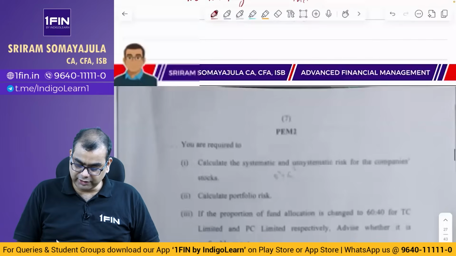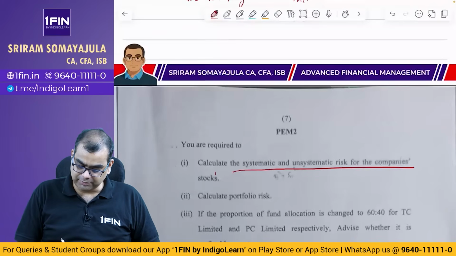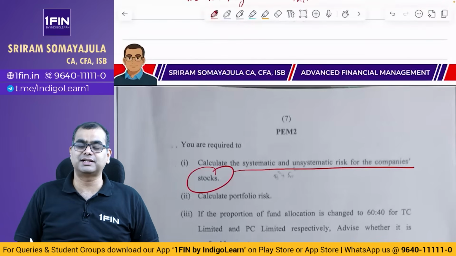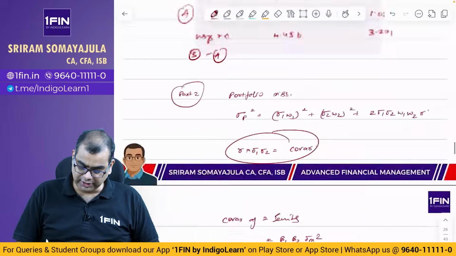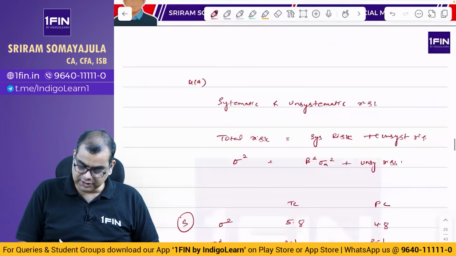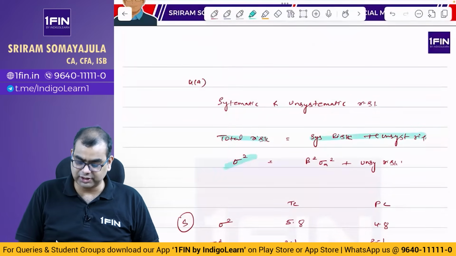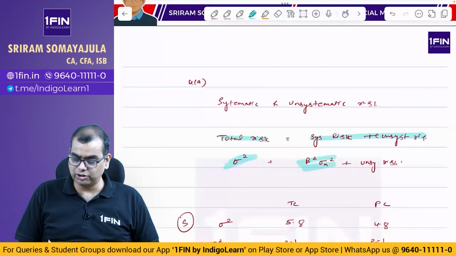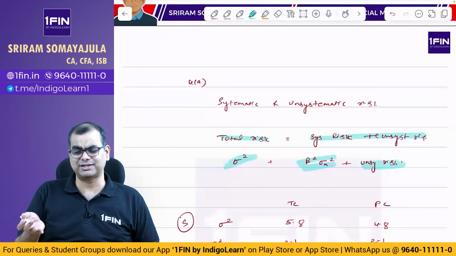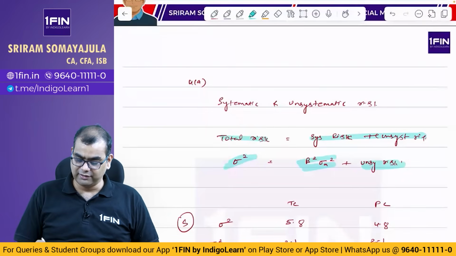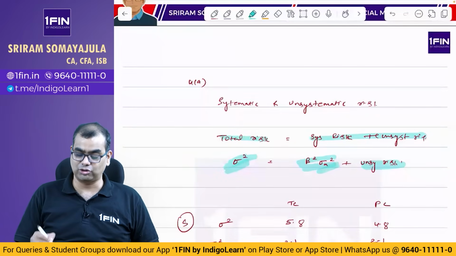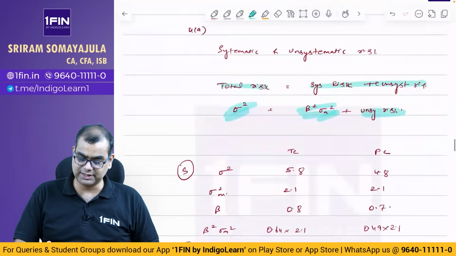Okay. You are required to calculate systematic and unsystematic risk for company stocks. What is systematic risk and unsystematic risk? See, your total risk is equal to systematic plus unsystematic, and total risk is variance. Variance of a stock is beta square into variance of market plus unsystematic risk. So unsystematic risk has its own formula, you ignore that for now. But we have the total risk of the stock, and we also have market risk. So you can actually find out the unsystematic and systematic risk independently.